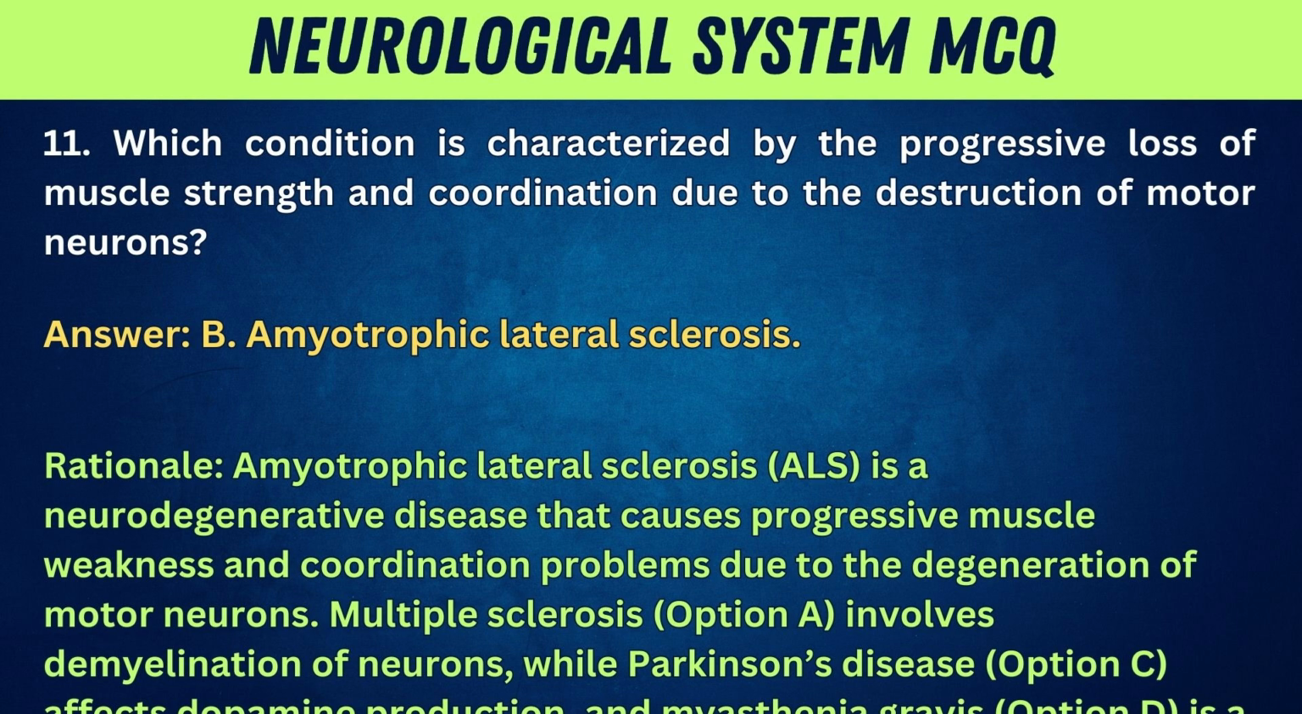Amyotrophic lateral sclerosis. Rationale: amyotrophic lateral sclerosis, ALS, is a neurodegenerative disease that causes progressive muscle weakness and coordination problems due to the degeneration of motor neurons. Multiple sclerosis, option A, involves demyelination of neurons, while Parkinson's disease, option C, affects dopamine production, and myasthenia gravis, option D, is a neuromuscular junction disorder.